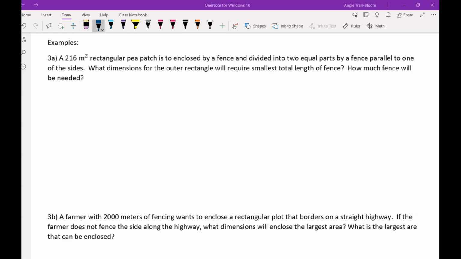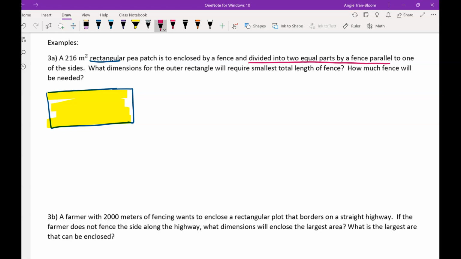Example 3, here we go. A 216 meter square rectangular pea patch is enclosed by a fence and divided into 2 equal parts by a fence parallel to one of the sides. Okay, so rectangular, so what you want to do is draw that out. And it's telling us that this whole thing has an area of 216 meters square. Now, in addition, it said it's divided into 2 equal parts by a fence parallel to one of the sides.